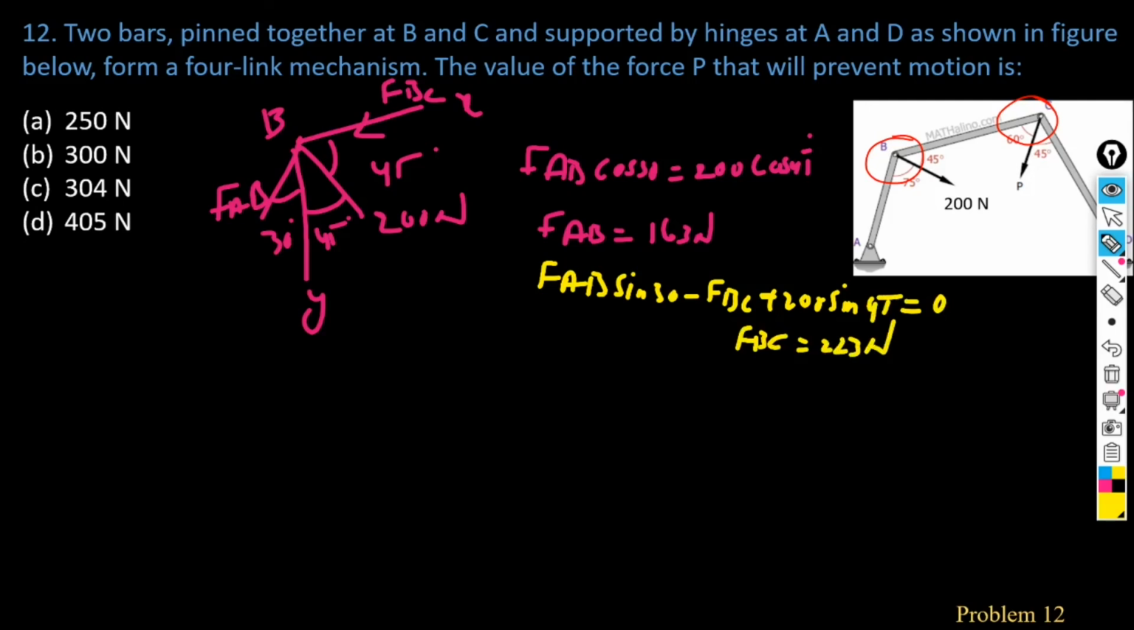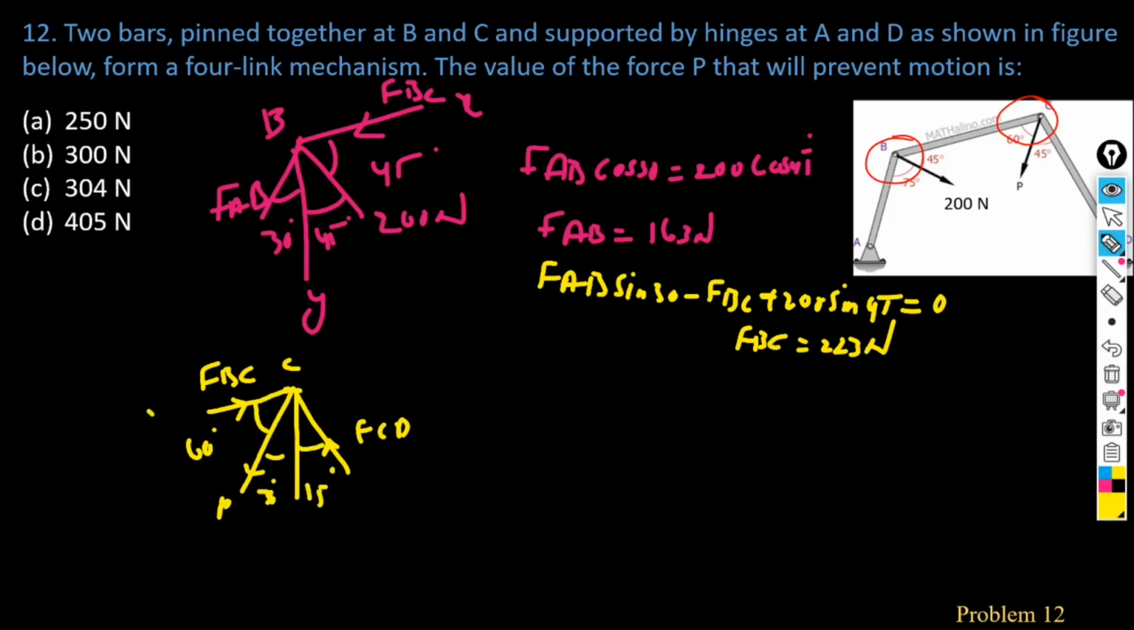Let's take the free body diagram of the pin C. This is force due to FBC, and this is force due to FCD, and this is force P, and this angle is 60, and this angle is 30, and this angle is 15. Again, summation of Fy is equal to 0. Then P cos 30 is equal to FCD cos 15. Then FCD is equal to 0.9 P.